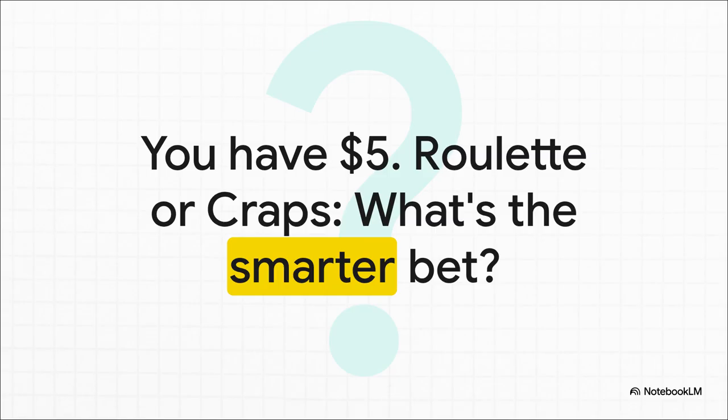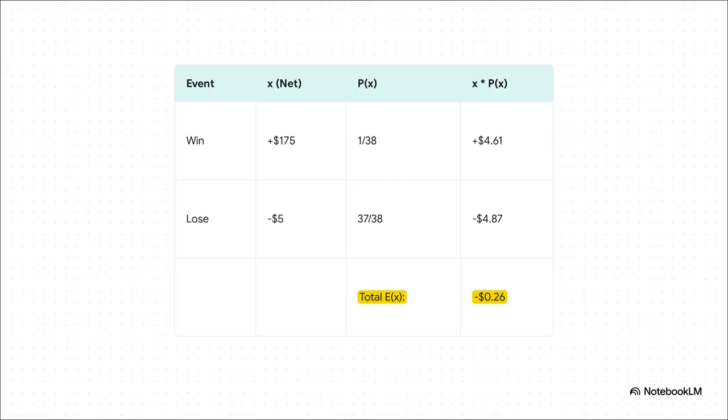Well, we don't have to guess. We can use expected value to figure it out. First up, roulette. The win is huge, a net gain of $175. But the chance of that happening is only 1 in 38. The much more likely outcome is you lose your $5. So we do our calculation, and we find the expected value is negative 26 cents. That means every time you make this bet, you can expect to lose 26 cents on average.